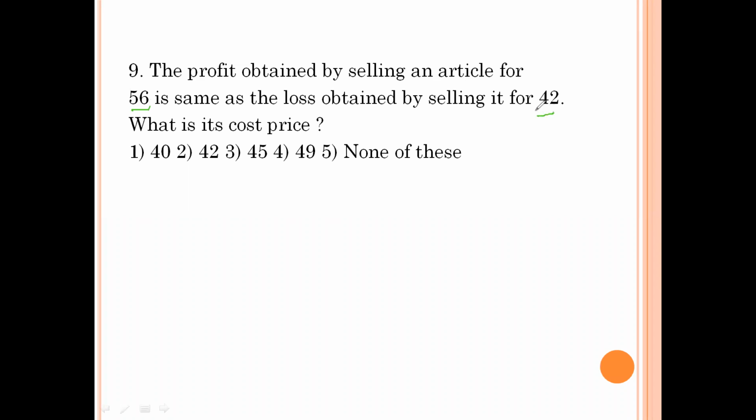So that means suppose that article sells for 56 rupees, he gets some percentage of profit. The same percentage of loss he will get when he sells it for 42 rupees. What is its cost price? In this case, cost price equals the average of both selling prices, 56 plus 42 by 2. So 98 by 2, that value is 49. So option number 4 is the right answer.